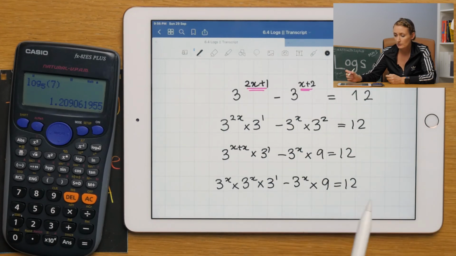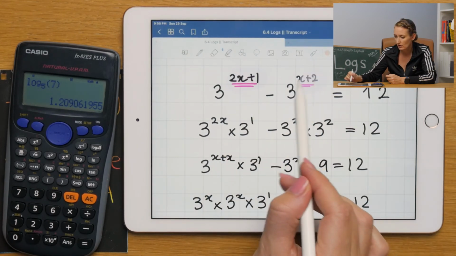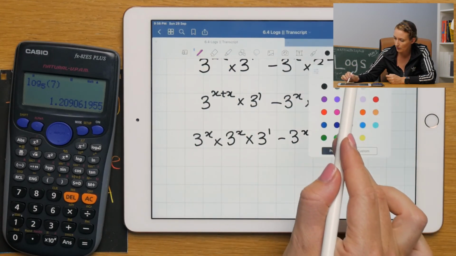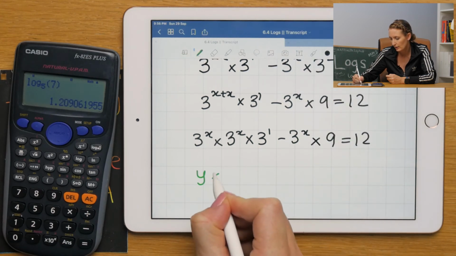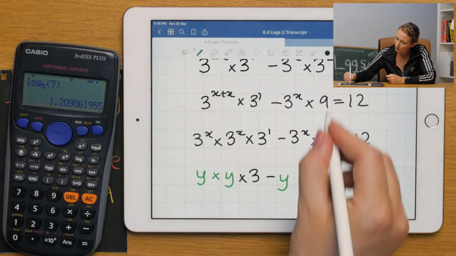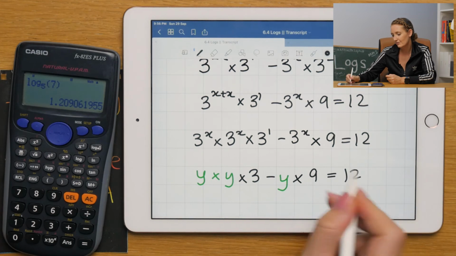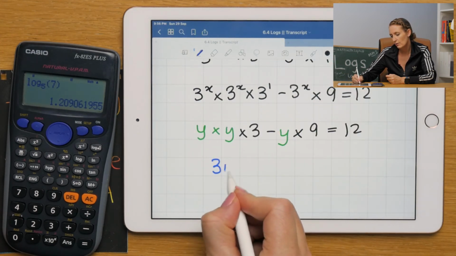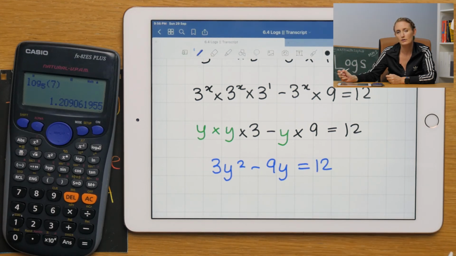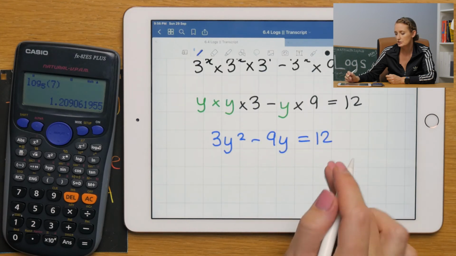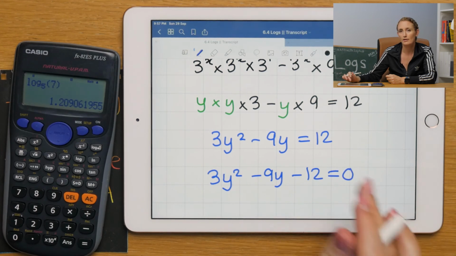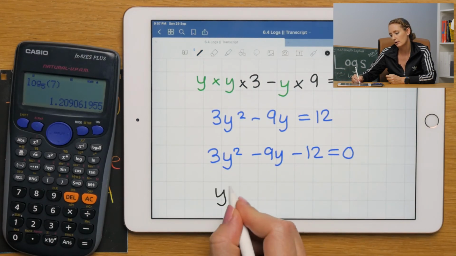equals 12. This is looking super complicated, but you want to get rid of these powers up here. Whenever I see a 3 to the x, I'm going to replace that with a y. So I'm going to have y times 3 minus y times 9 equals 12. So that's going to give 3y squared minus 9y equals 12. You can see we've been given another super sneaky quadratic equation. I'm going to bring everything over to one side. And to make my life much easier, I'm going to divide by 3.